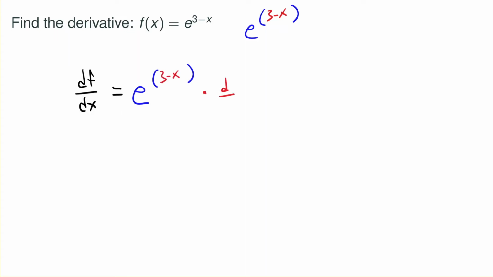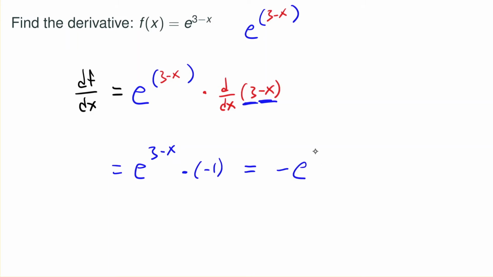multiply by derivative of 3 minus x. So multiply derivative of argument, because we're using the chain rule here, because this is a composite function. So then we have e to the 3 minus x multiply by derivative of 3 is 0, derivative of negative x is negative 1. So final answer, we can rewrite this as negative e to the 3 minus x. So this is the derivative of this function right here.